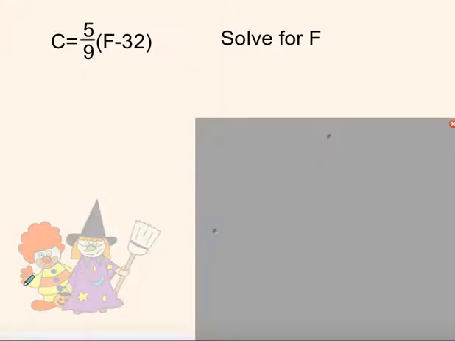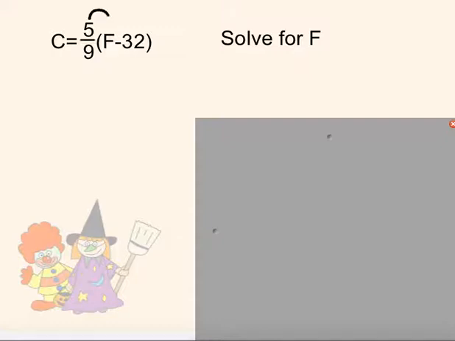Now if we have something like this where we say, okay, Celsius equals 5/9 of F minus 32, there's a couple ways to do this. I could multiply this out, and I'll show it in a couple different ways. I'm going to multiply it out first, distribute, and then move everything to the other side and solve for F. And then I'm also going to show you how to get rid of this 5/9 first so that it actually makes it a little simpler. So let's multiply it out first.